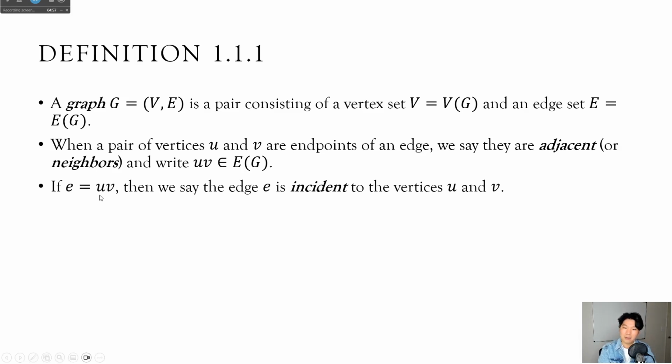If I do have an edge with endpoints u and v, then we say that the edge is incident to the vertices u and v. So a lot of times you're going to hear me say the edge uv has incident vertices u and v.